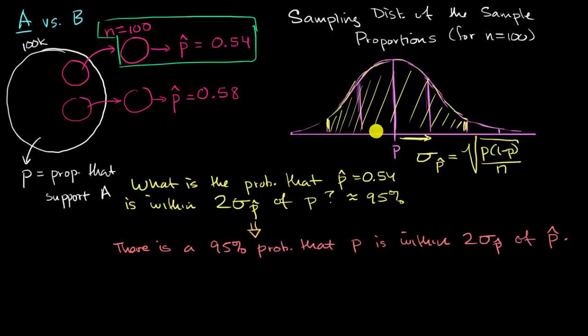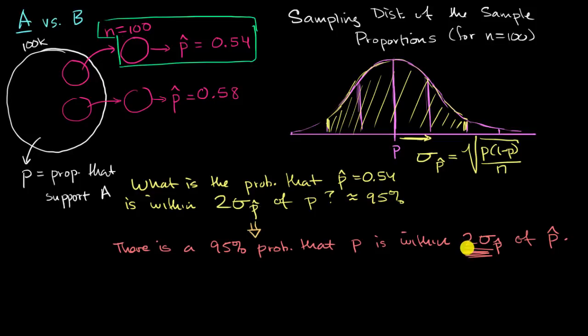If there's a 95% chance that our sample proportion is within 2 standard deviations of the true proportion, well, that's equivalent to saying that there's a 95% chance that our true proportion is within 2 standard deviations of our sample proportion. And this is really, really interesting because if we were able to figure out what this value is, well, then we would be able to create what you could call a confidence interval.